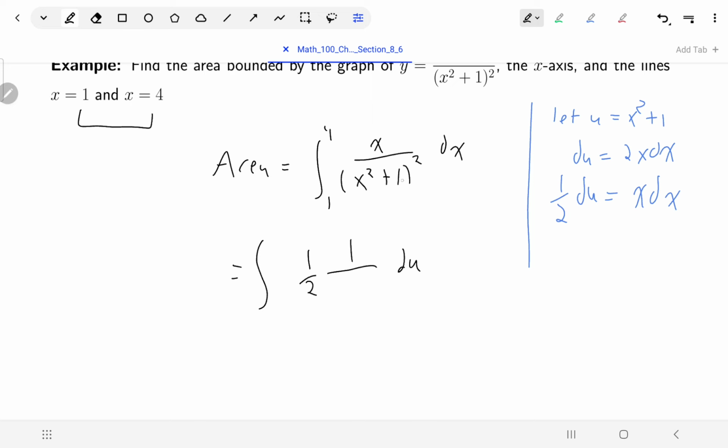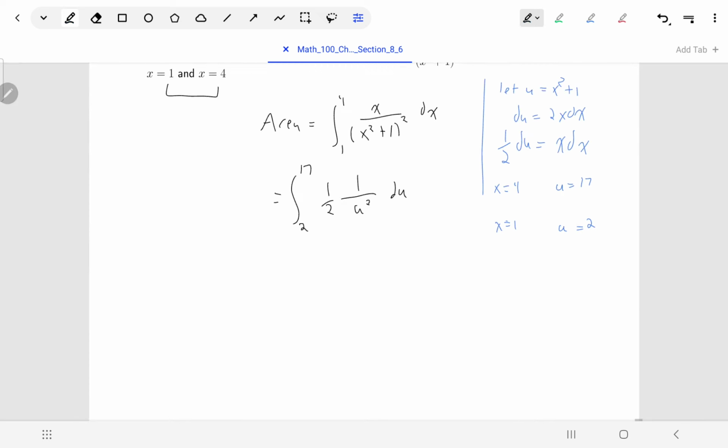And instead of x squared plus 1 squared, I'll have u squared. I'll have to figure out my limits of integration though. So I know that my lower limit and upper limit for x were 1 and 4. So the question is, what do I get for u? So when x is 1, the value for u is 1 squared plus 1, which is 2. So my lower limit should be 2. And then for x, the upper limit was 4. 4 squared plus 1 is 17, so the upper limit for u should be 17.